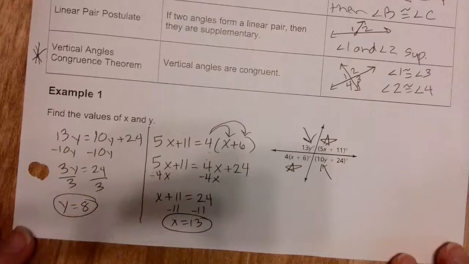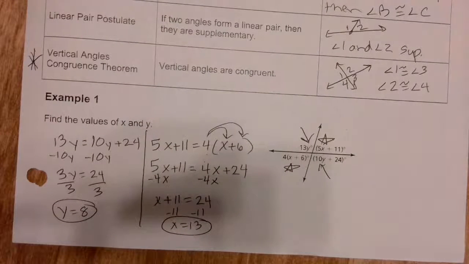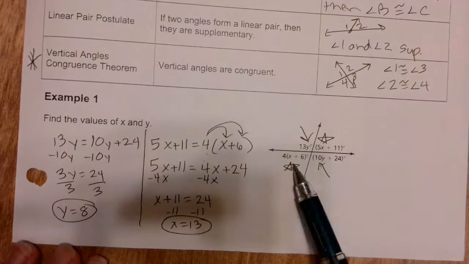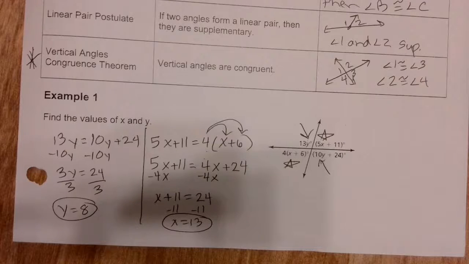x equals 13. If you're ever in a situation where you want to check your work, you can always plug x back in to both of these and see if you get the same answer for both. They should be equal when you plug them in.